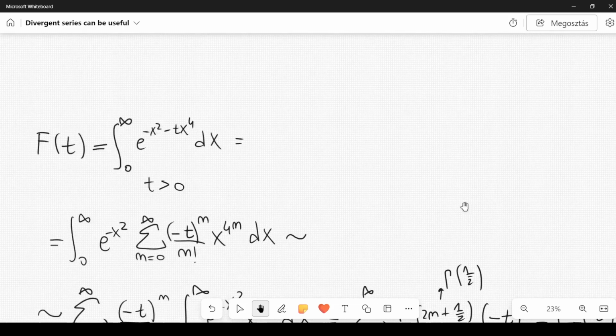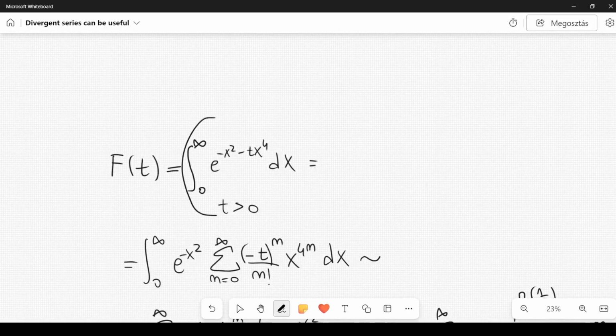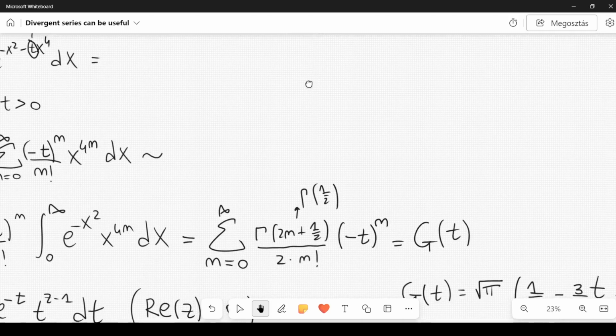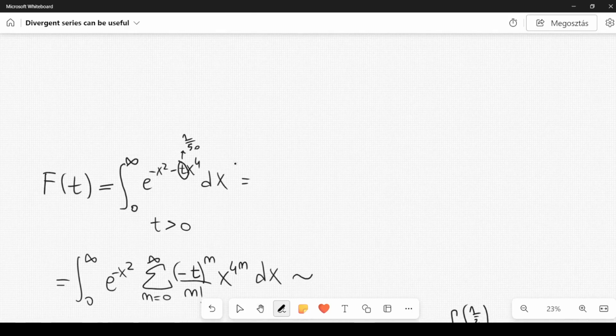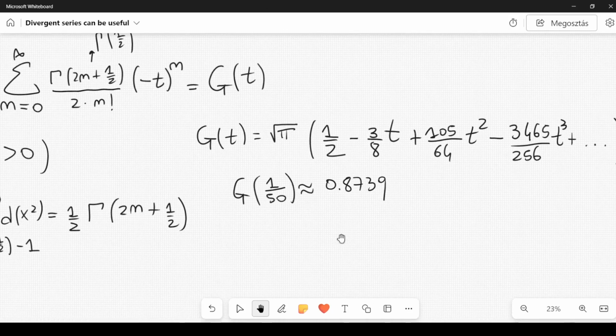If you do the same with the integral here, you get something very, very close to what we found just now. So you have to set t equal to 1 over 50, and you can see by doing numerical integration, for example, you can calculate this in Wolfram Alpha, and that's what I've done. You can see that this g of 1 over 50 is also approximately equal to f of 1 over 50, which is our initial integral.